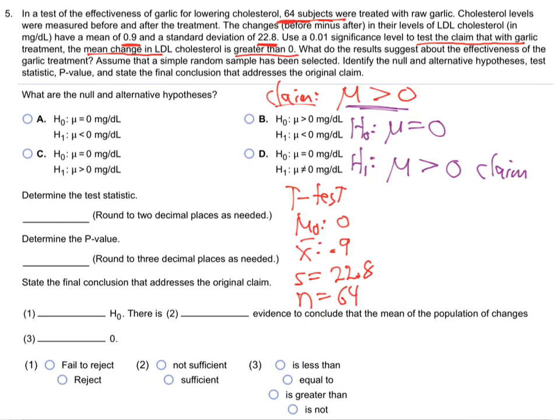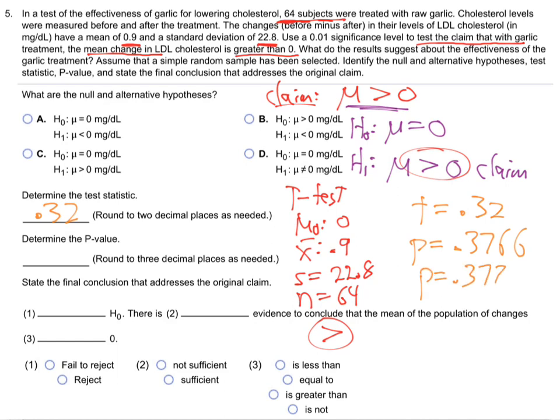Okay, 64, and now what? Ours is greater, so we circle the greater than, and then calculate. Here are the numbers I'm getting: a test statistic of 0.32, and a p-value. P-value is what we always use. 0.3761, rounded to 3 places, so 0.377.